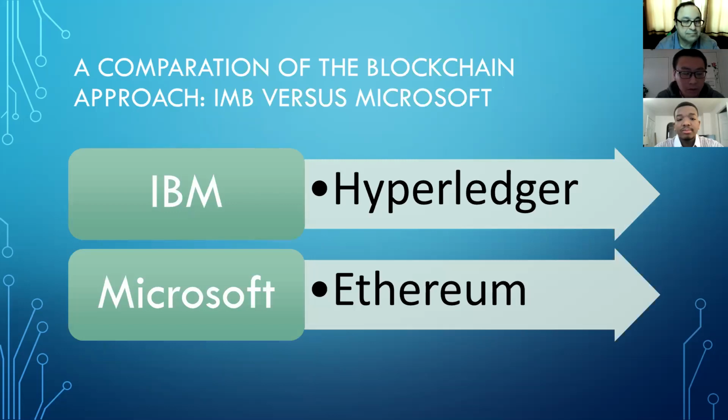But here we want to see the differences. The main difference between those two blockchain systems is based on the different versions of the technology and the protocols they use. IBM focuses on Hyperledger, and Microsoft focuses on Ethereum.